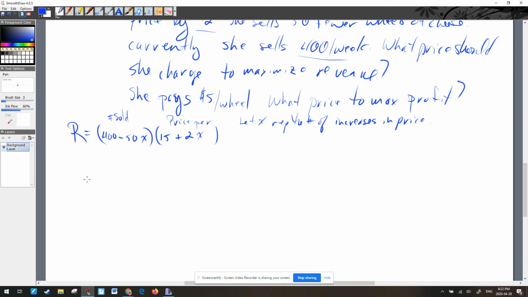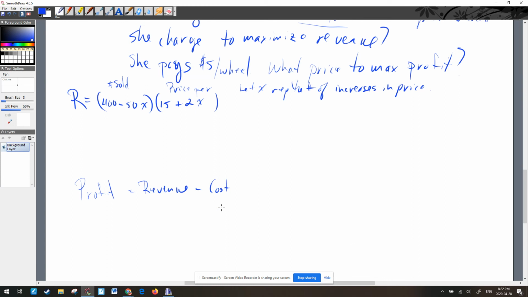Now, when we consider profit, profit is equal to revenue minus cost. So in this case, we have an expression for revenue. It's this big expression right here. You would already have this simplified by this juncture, but I'll just rewrite it. Minus 50x times 15 plus 2x. So there's my revenue minus cost. Well, she pays $5 per wheel.